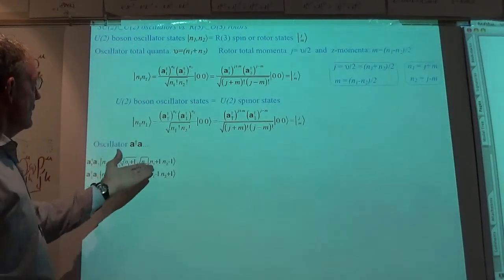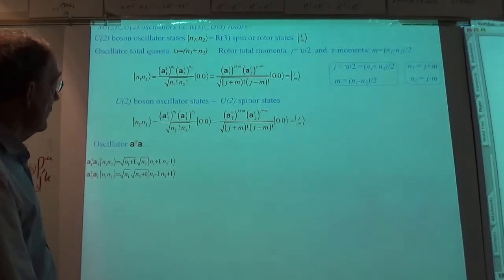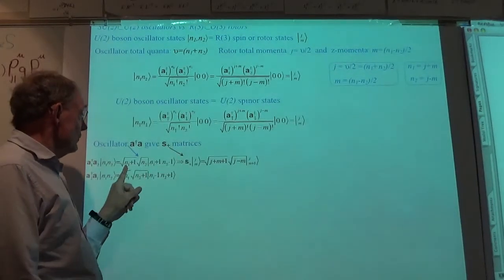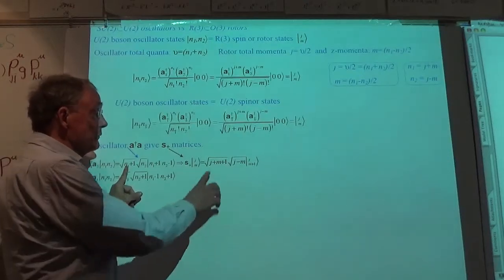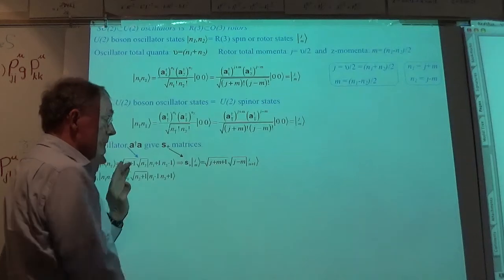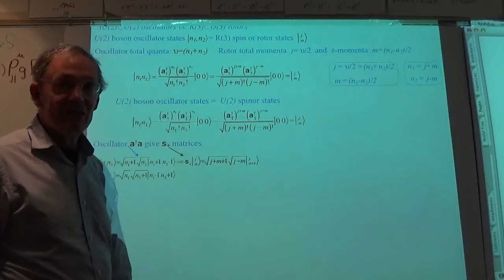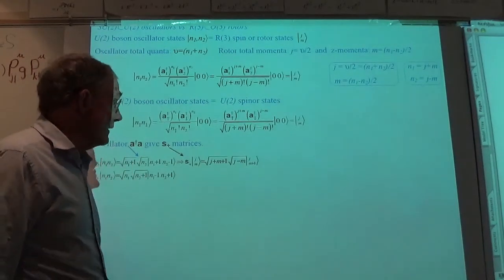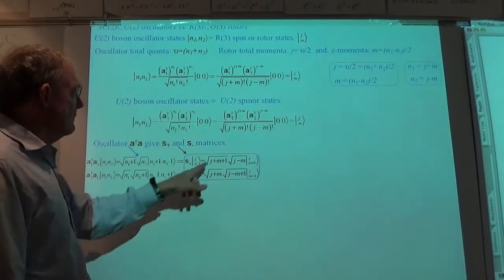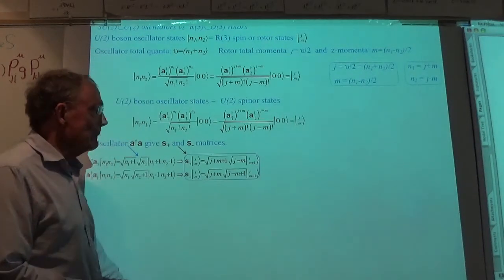And here are the relations that we started out with in the review section. These are the oscillator A dagger A relations. And here are the S plus matrices. You just replace N1 by J plus M and N2 by J minus M. Bingo. This is pages of work in all the quantum books. It's instant here. We've got it. These are easy to remember. That's always a pain. I never remembered those things. I always have to go back and look it up if I don't have somewhere to check.